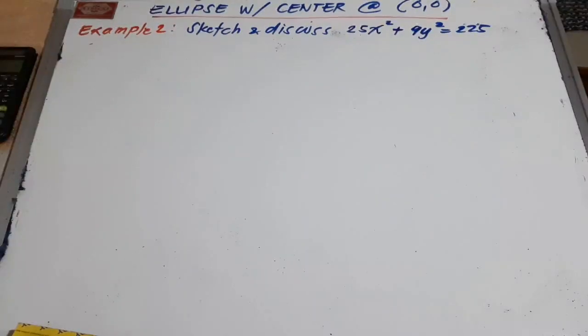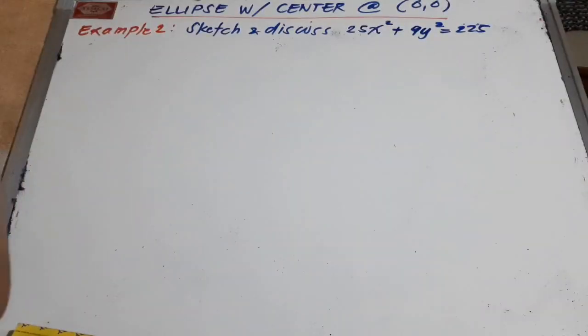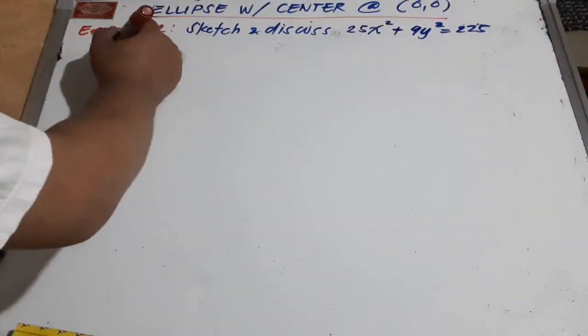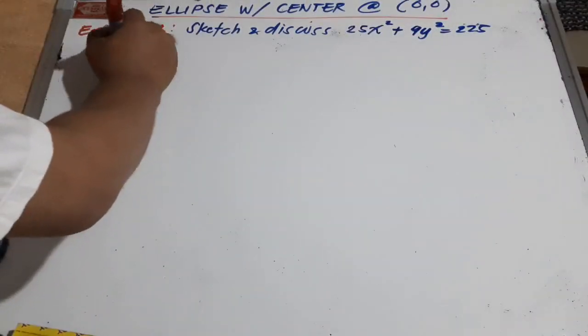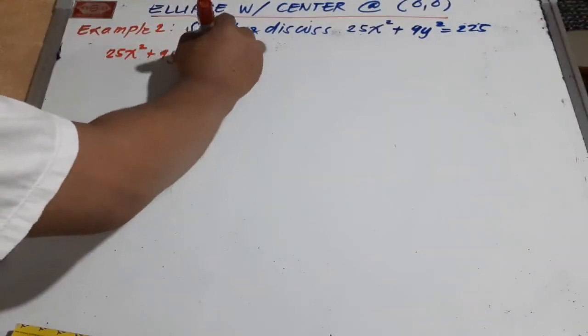Okay, so this will be example number 2 and sketching the graph of an ellipse with center at the origin, given the general equation. So the first thing that we're going to do for us to sketch the equivalent graph of this equation is to convert this equation to its standard form of an ellipse. So convert muna natin. So the given equation is 25x squared plus 9y squared equals 225.